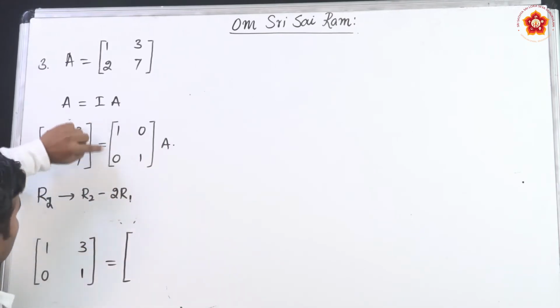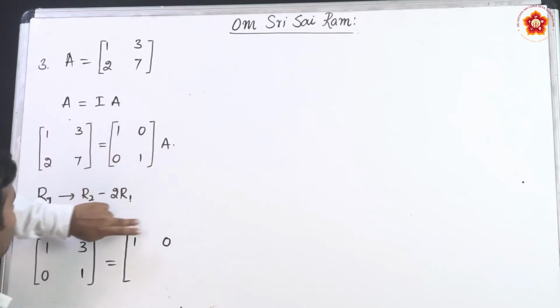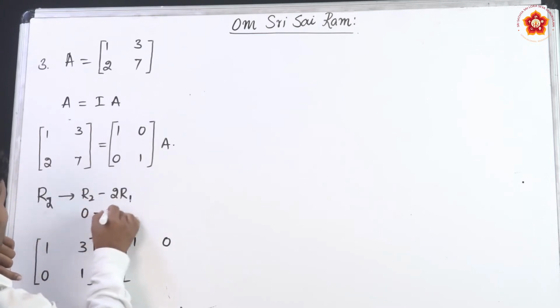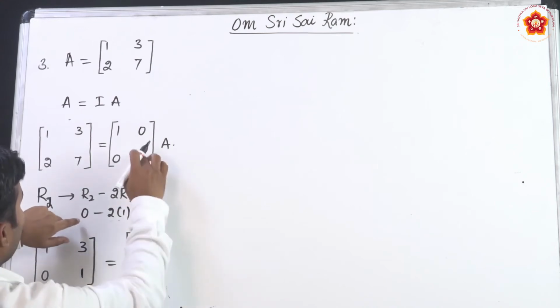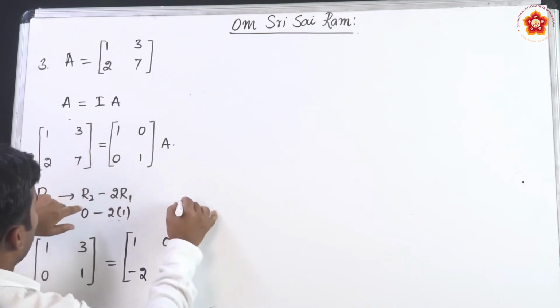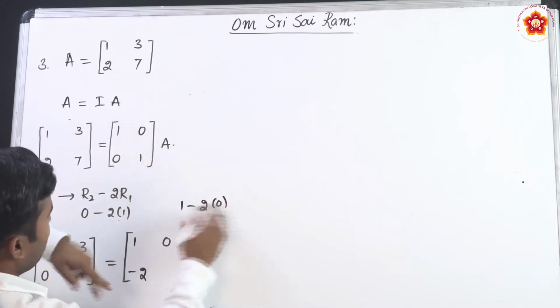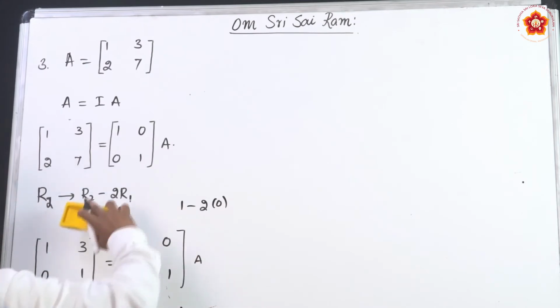so here also R1 is as it is, and what about R2? R2 is R2 minus 2 times of R1. R2 is here 0 minus 2 times of R1. What is that? Minus 2, and here R2 is 1 minus 2 times of the corresponding element, which is 0. So, what is that? 1 times A. Now, this thing is over.